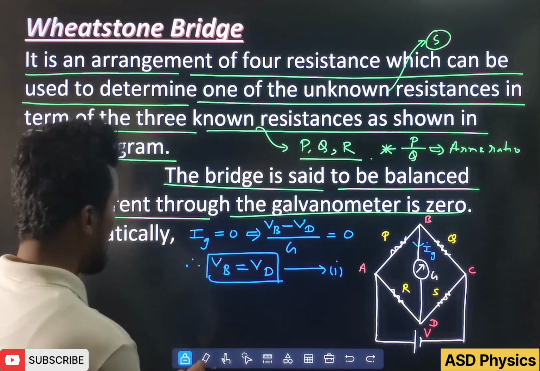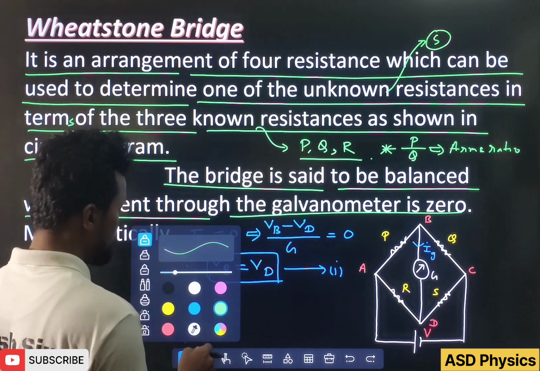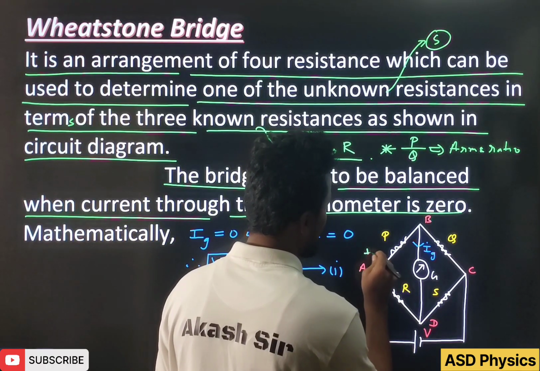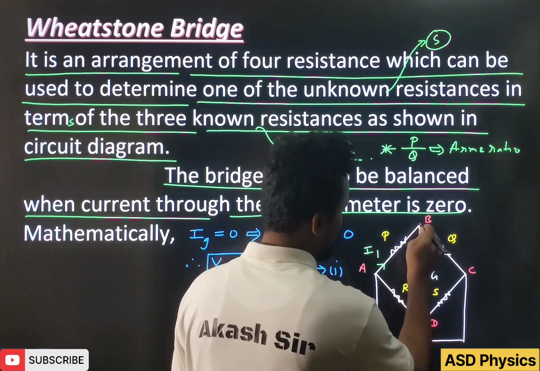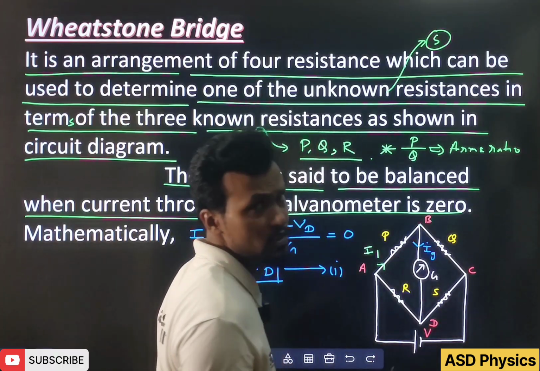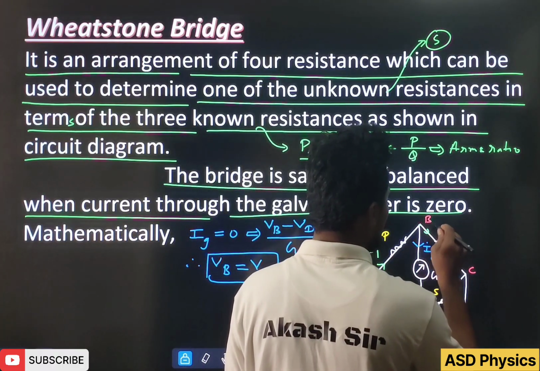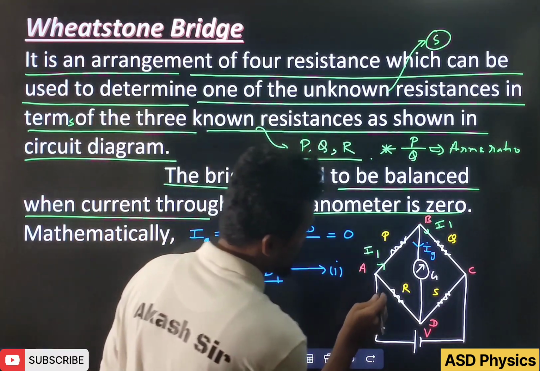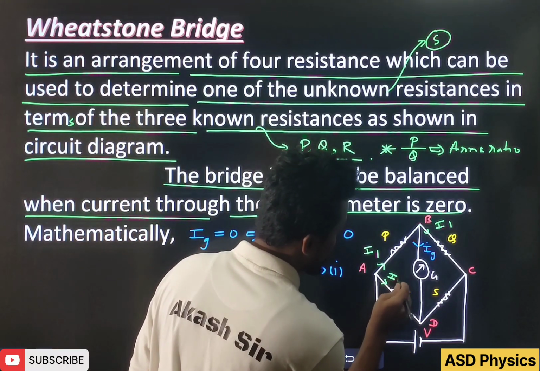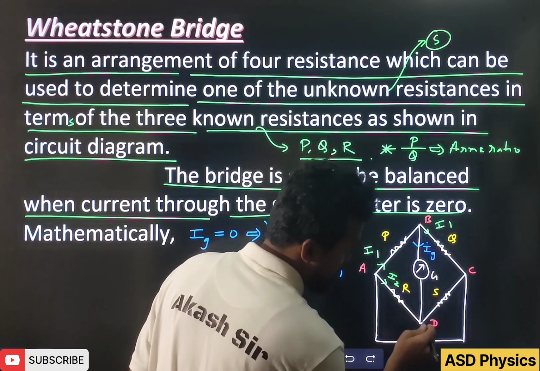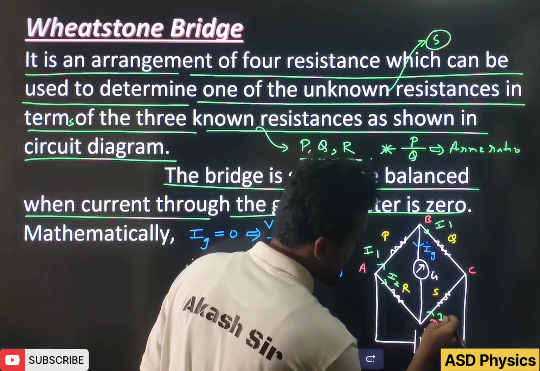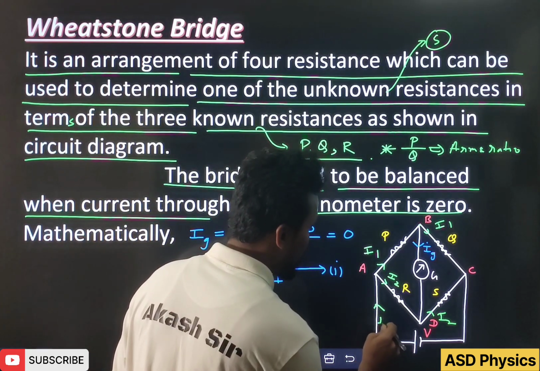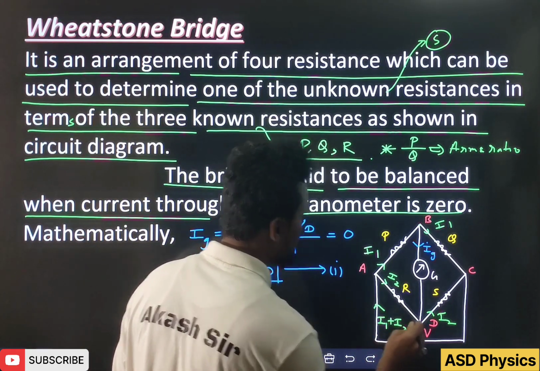Now this is clear. After that we'll use KCL and so on. Let's take, for example, that the current I1 is flowing here. When the current reaches here, there is no current in the galvanometer, so the complete current will pass through the resistance Q. Similarly, from this side the current I2 will go. Again, no current comes from the galvanometer, so here also the I2 current will go. That means from the battery, how much current is coming? I1 plus I2.